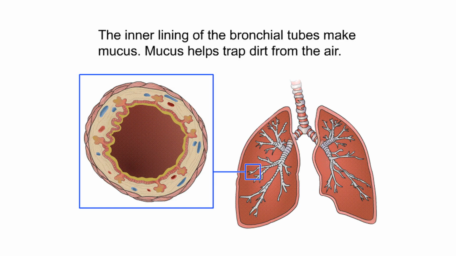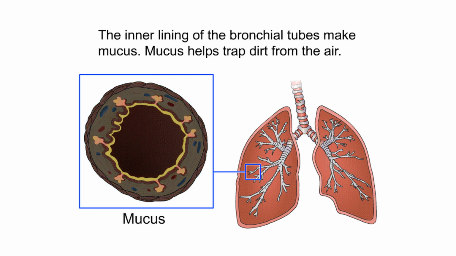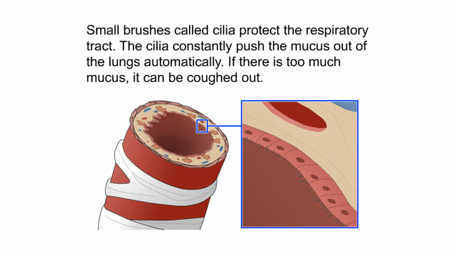The inner lining of the bronchial tubes makes mucus. Mucus helps trap dirt from the air. Small brushes called cilia protect the respiratory tract. The cilia constantly push the mucus out of the lungs automatically. If there is too much mucus, it can be coughed out.